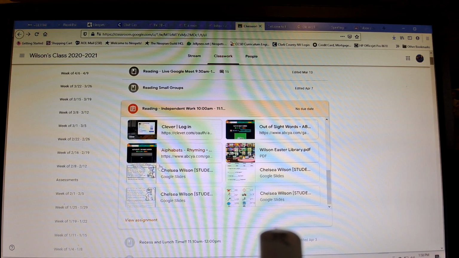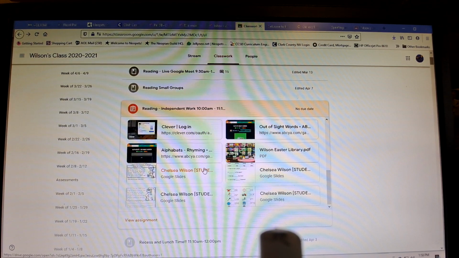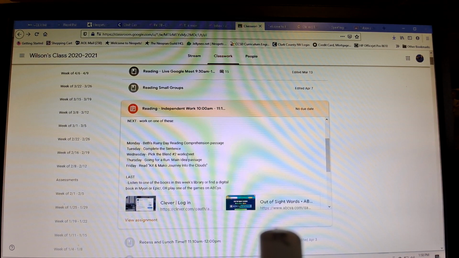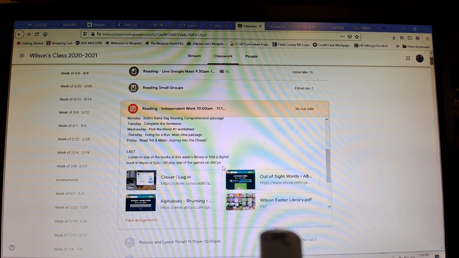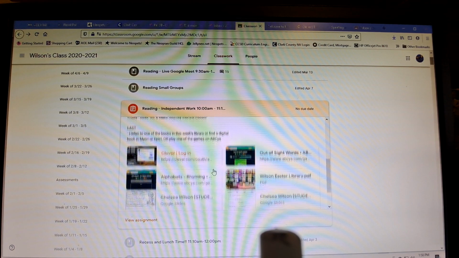And so then again, here's our different passages. We have a comprehension passage. Complete the sentence. We have a passage kind of talking again about main idea. And then Friday, we're going to read a book together and just kind of talk about that. So our comprehension is, that's rainy day.